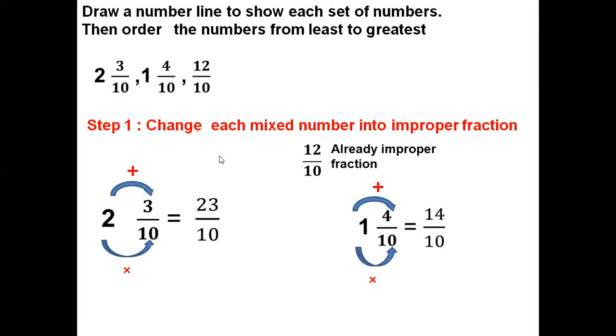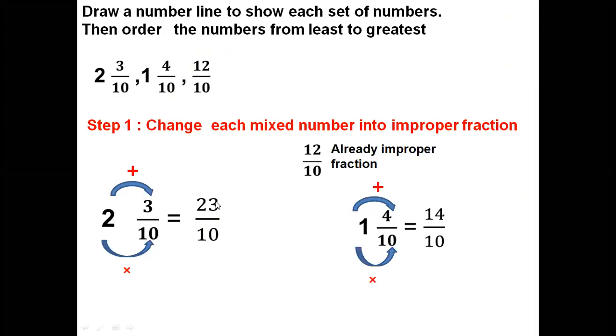Okay, so this is another example. We need to draw these fractions on the number line, then order them from least to greatest. All the denominators have 10, so 2 and 3 over 10, 1 and 4 over 10, and 12 over 10, already an improper fraction.